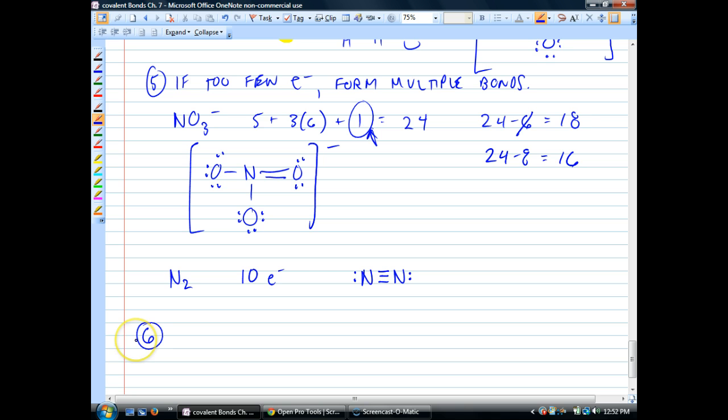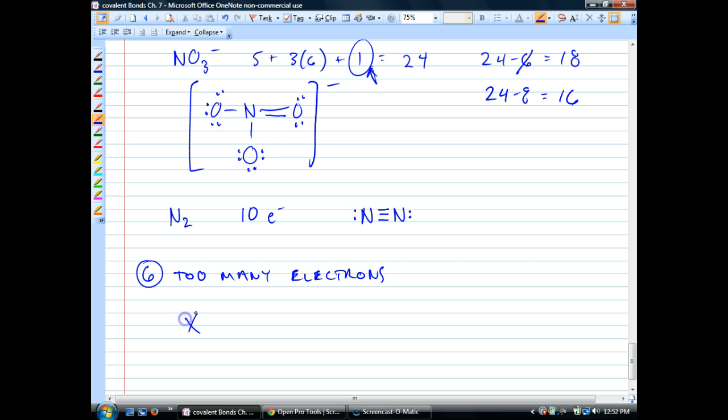Step 6, too many electrons. So you can have this problem too. There's too many electrons. Let's look at xenon tetrafluoride, one of the rare molecules that's made with a noble gas. So we have xenon tetrafluoride. By the way, fluorine can bond with a noble gas, but there aren't many atoms that can. So xenon tetrafluoride has 36 valence electrons.